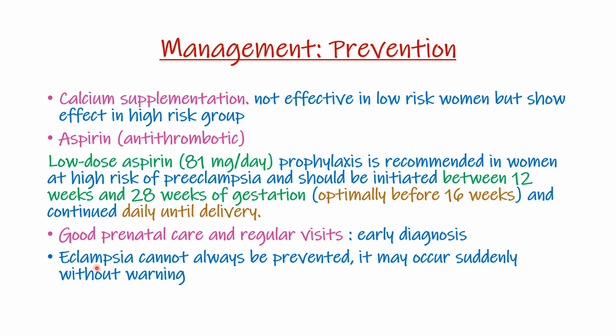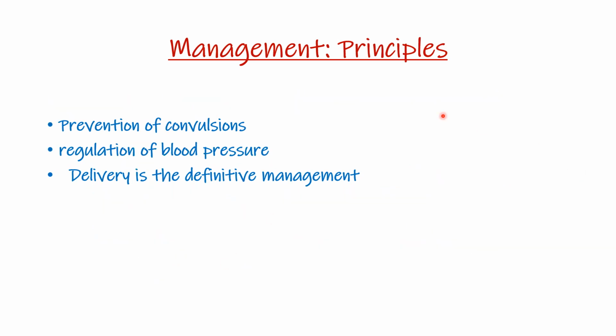Kindly note, eclampsia, which is when you have preeclampsia in addition to convulsion, cannot always be prevented. It may occur suddenly without any warning. So in terms of management, we have the principles of management, where the first one is to prevent convulsion. So already I have preeclampsia. The first thing I have to note is to prevent convulsion, because preeclampsia is just before eclampsia.